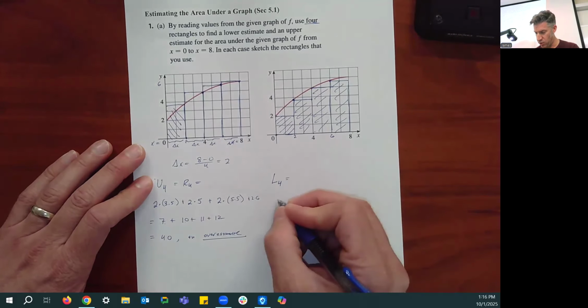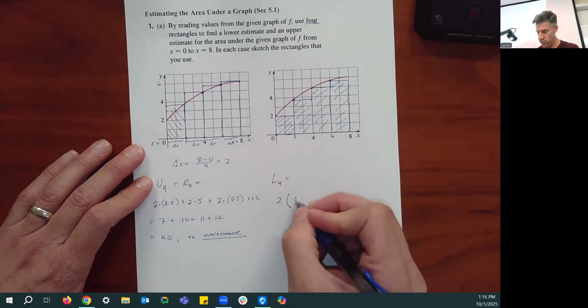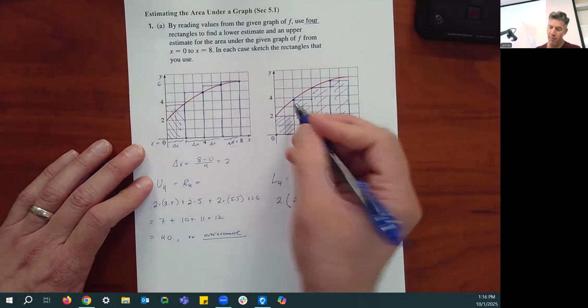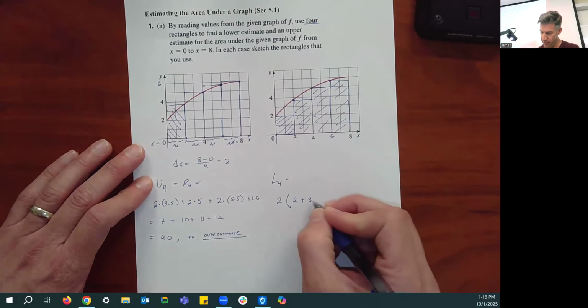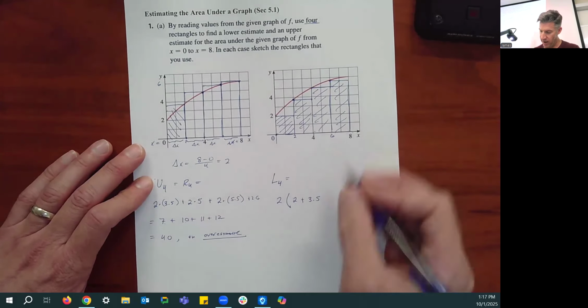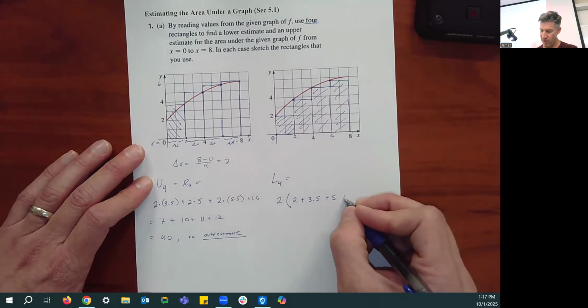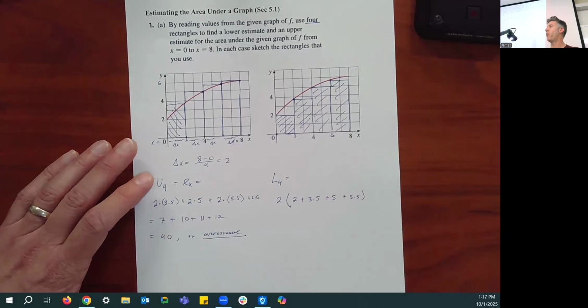So my base is 2 for every rectangle. This first rectangle has a height of 2. The second rectangle has a height of about 3.5. Again, probably not a very good estimate. My third rectangle has a height of 5. And my fourth rectangle, I said it was 5.5 before. I'm going to say it again, even though I feel like it's not perfect.